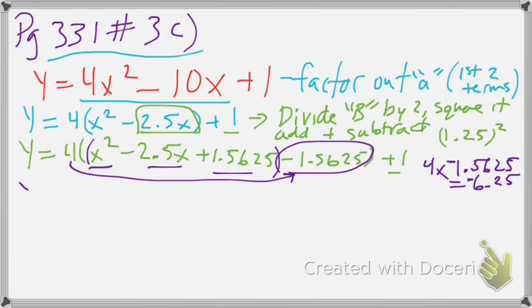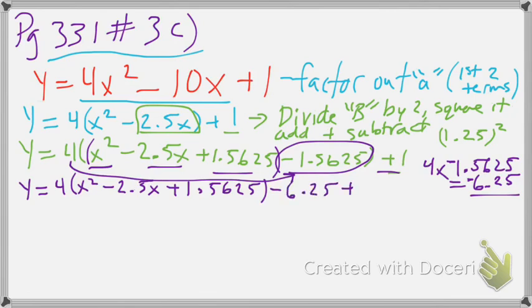So I'm going to rewrite it. 4 x squared subtract 2.5x plus 1.5625. Now, that's in brackets. What I'm left with is this negative 6.25 as well as plus 1. So I'll write out the whole thing: negative 6.25 plus 1. But this is going to equal negative 5.25. We'll write that on our next line.